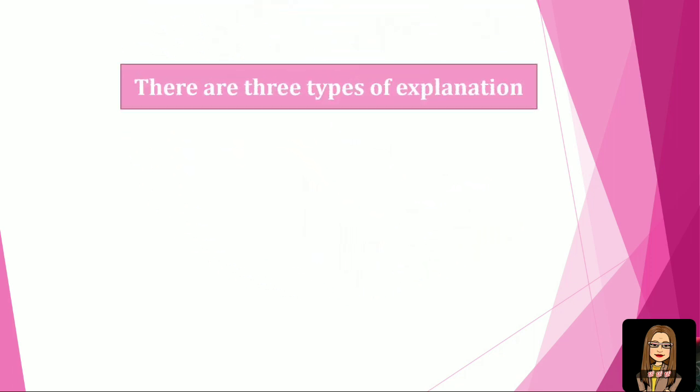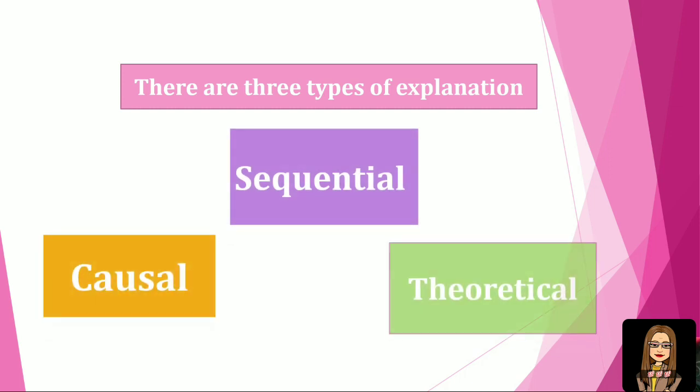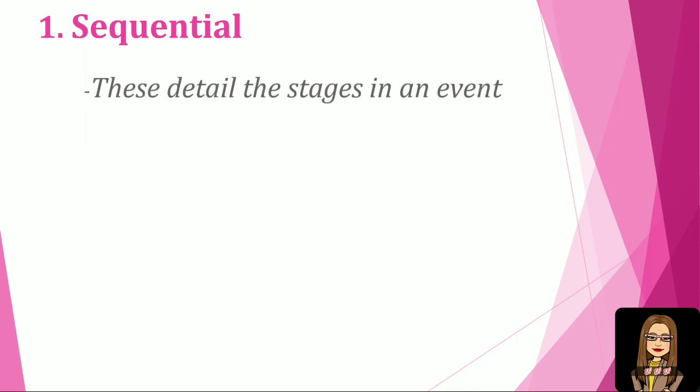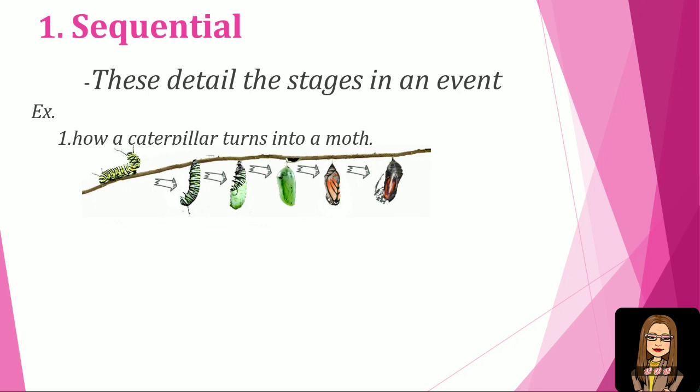There are three types of explanation. One is sequential, two is causal, three is theoretical. Sequential. These detail the stages in an event. Example, how a caterpillar turns into a moth. We have here a diagram showing the stages of the caterpillar. Second example is how a sandwich is made.